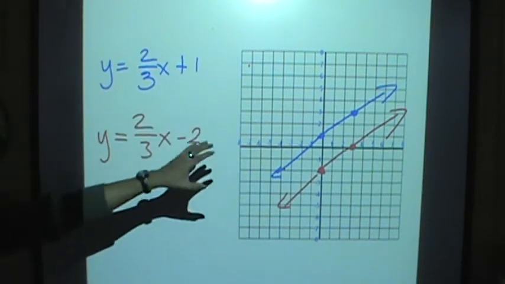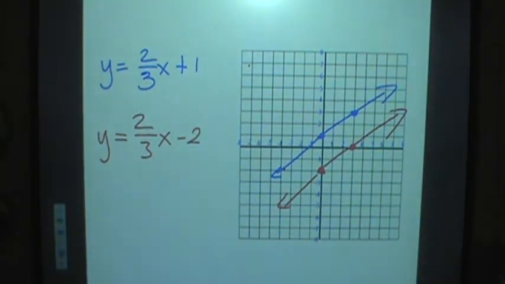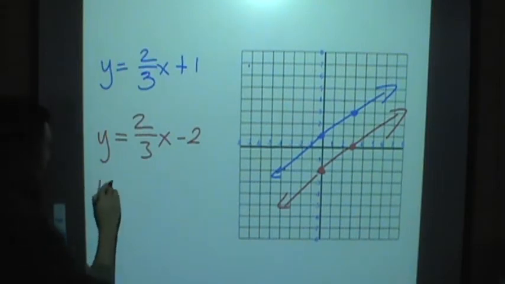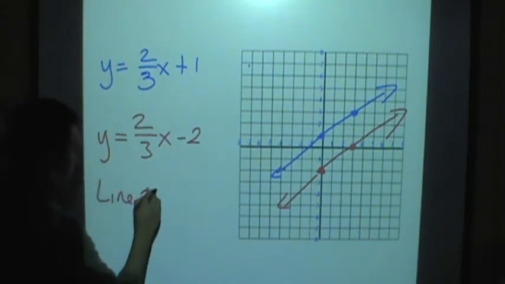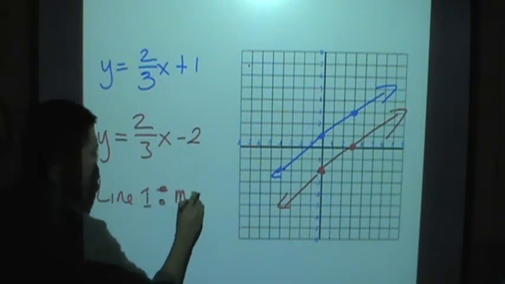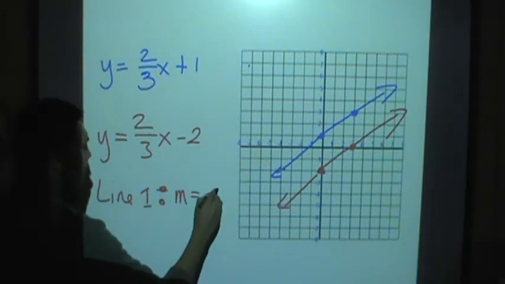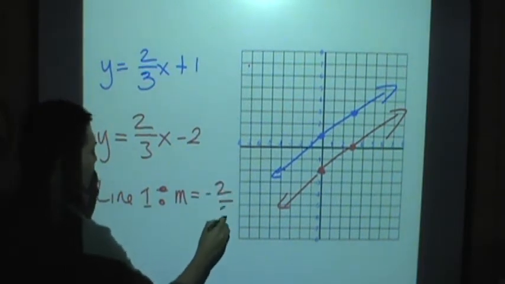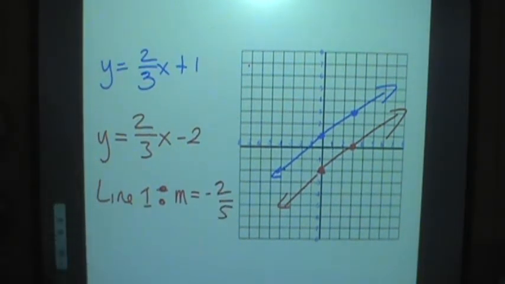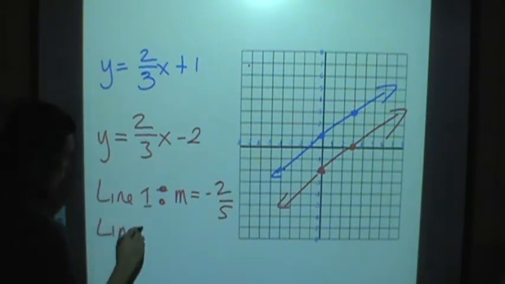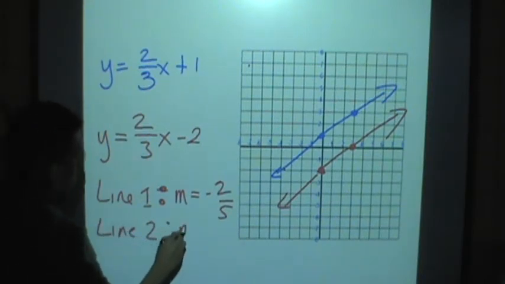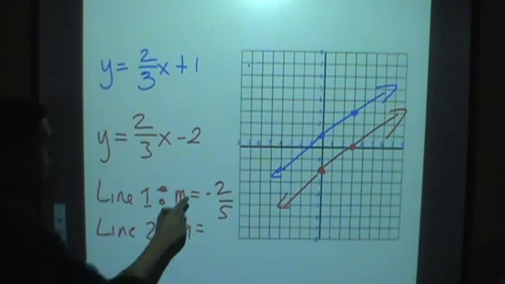Now, what can you say about those two lines? They are parallel. For example, line 1 has a slope. The slope of line 1 is, let's say, negative 2 over 5. What will be the slope of line 2 if the two lines are parallel?